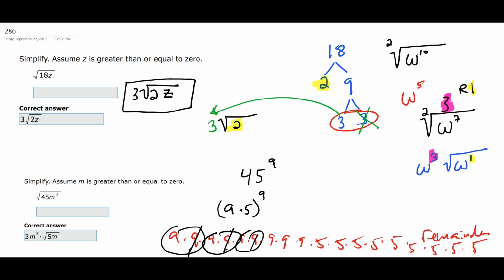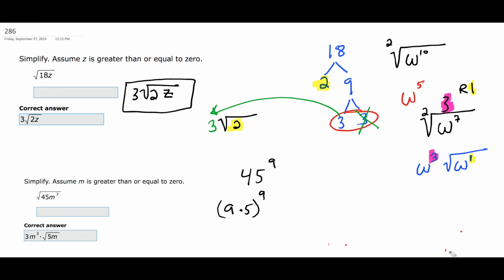Yeah, you can. You mean get a monster number, 45 to the 9th? You could. You're not going to be asked to do that, so I wouldn't worry about it. The problems will look more like these guys. They'll be low numbers. So here, let's talk about 45m to the 7th, or root 45m to the 7th.